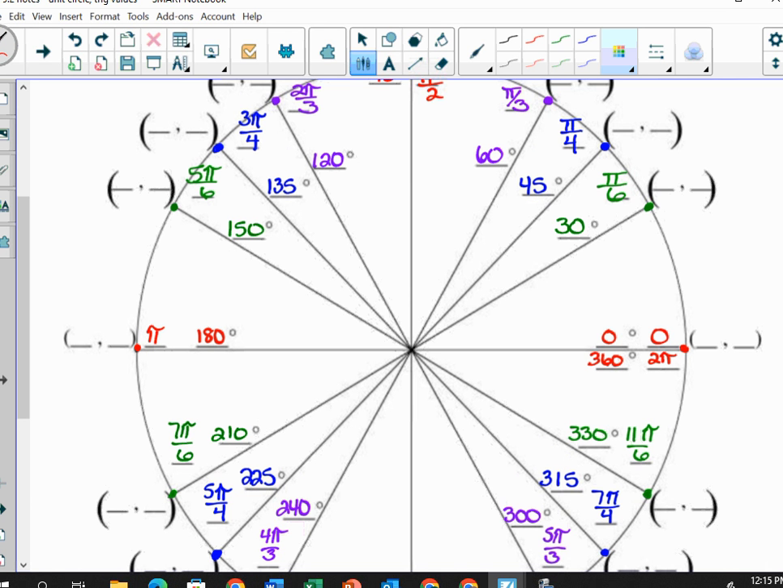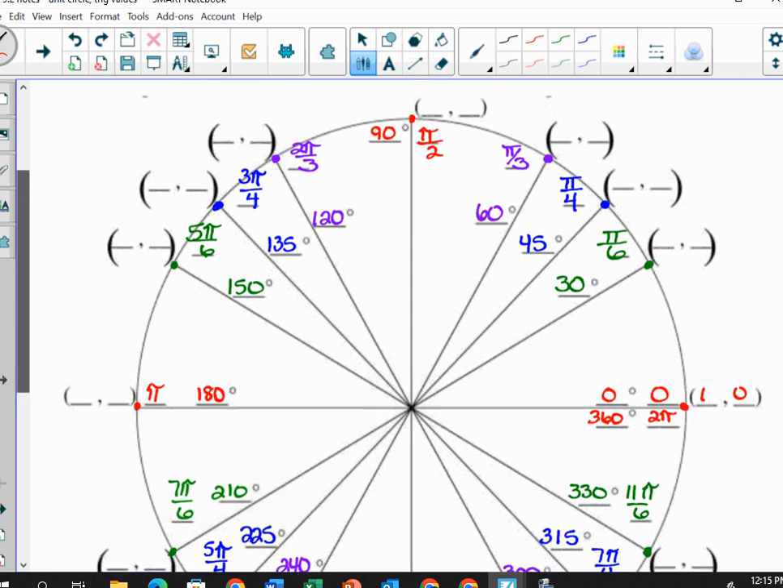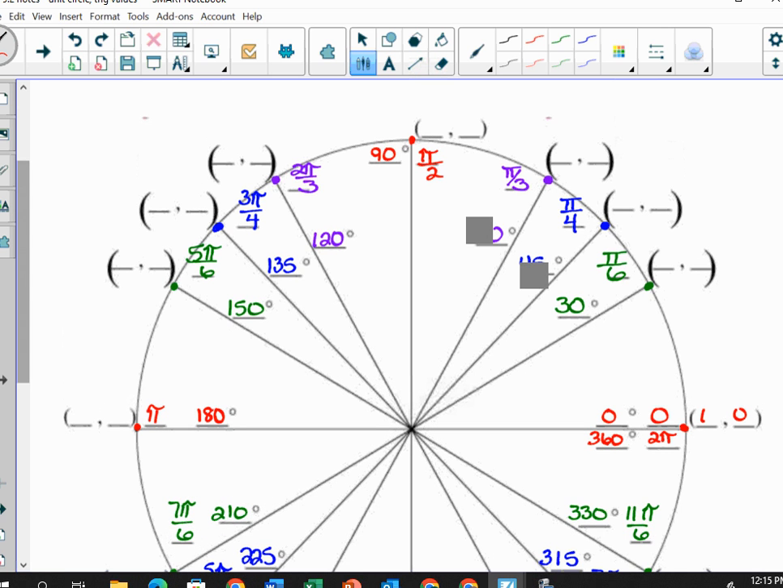1, 0. 0 is the origin. So what is this one? Somebody else said it. 1, 0, yes, because you've traveled 1 unit out, no units up and down, okay? 0, 1. At the top up there at pi over 2, that will be 0, 1.